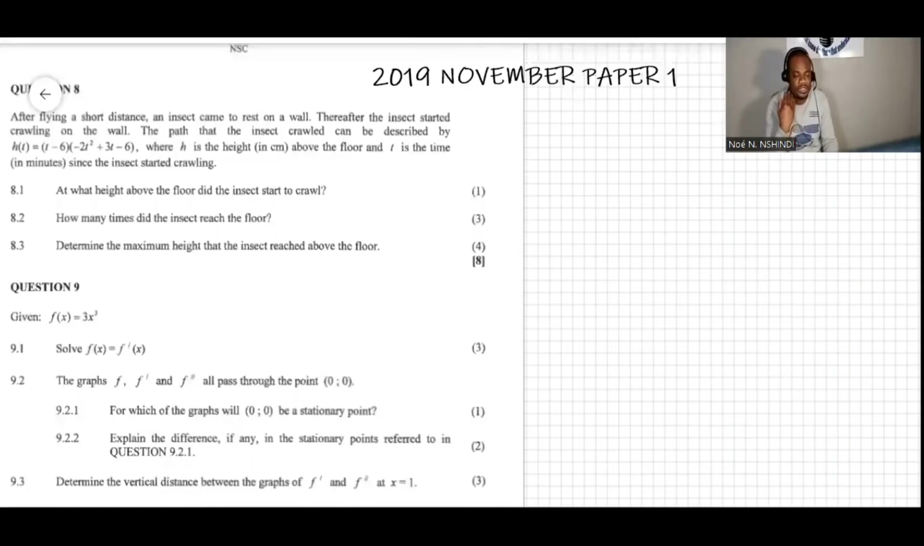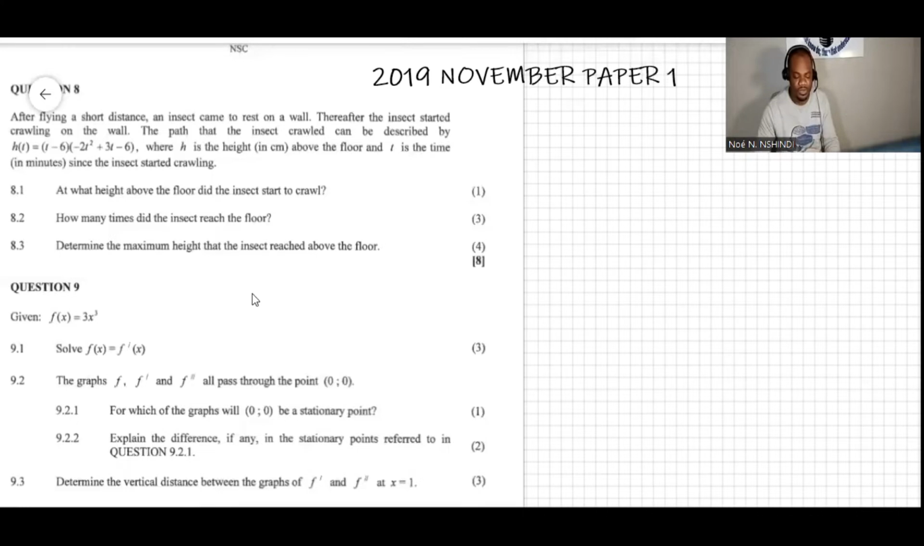Well, we have another question here, question 8. The question says that after flying a short distance, an insect came to rest on the wall. Thereafter, the insect started crawling on the wall. The path that the insect crawled can be described by h of t equals t minus 6, open brackets, negative 2t squared plus 3t minus 6, where h is the height in centimeters above the floor, and t is the time in minutes since the insect started crawling.